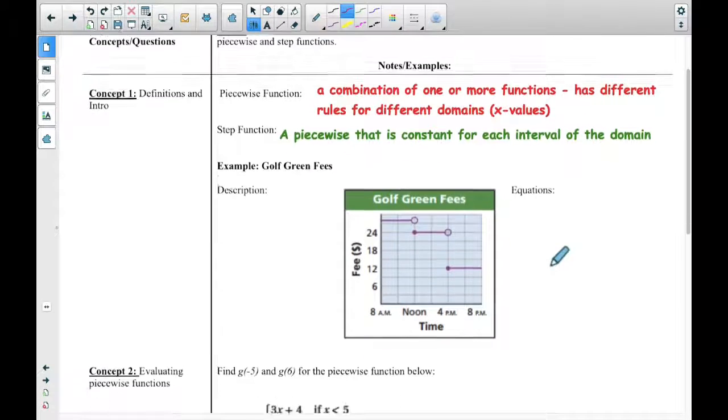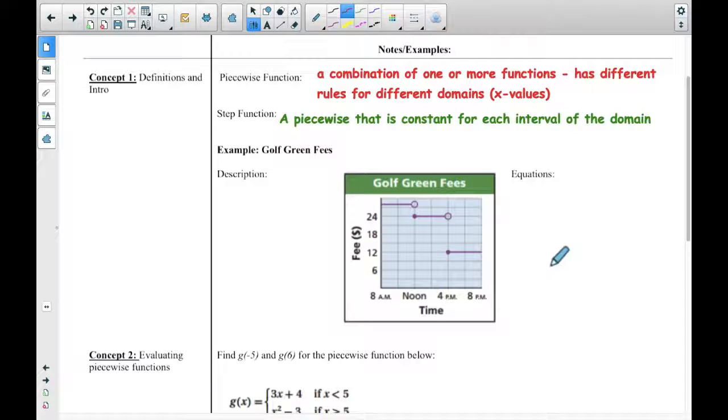Okay, a couple of definitions. A piecewise function is a combination of one or more functions. It has different rules for different domains. And that is what we did with our journey to the bus stop problems. That is, we had different functions all put together, and each one took place in a different area of the x-axis.